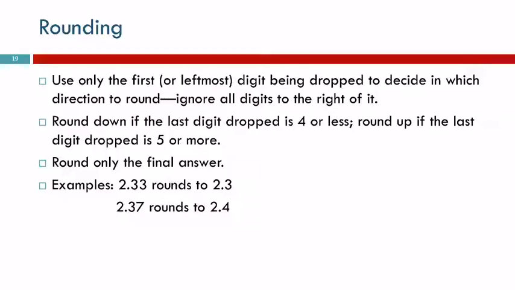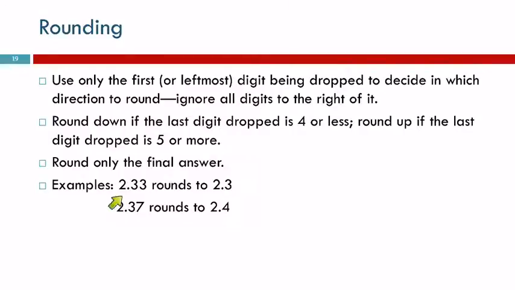So here are the rules for rounding. You're only going to use the first digit that's being dropped. Don't start at the far right side and work your way back. Too much work, and it sometimes ends up being wrong. You figure out where your number needs to stop, look at the next digit only. If it's 4 or less, round down. If it's 5 or greater, round up. Only round the final answer.